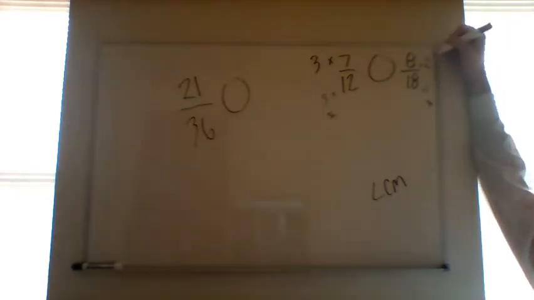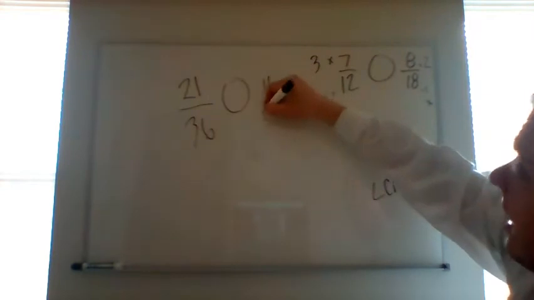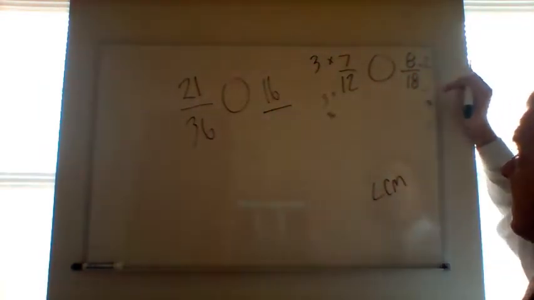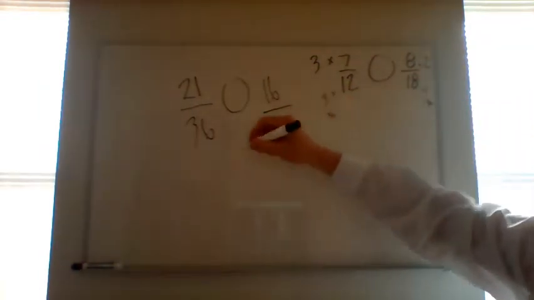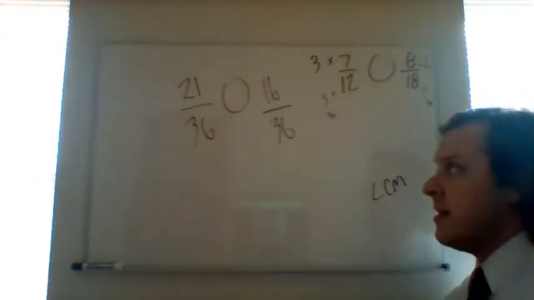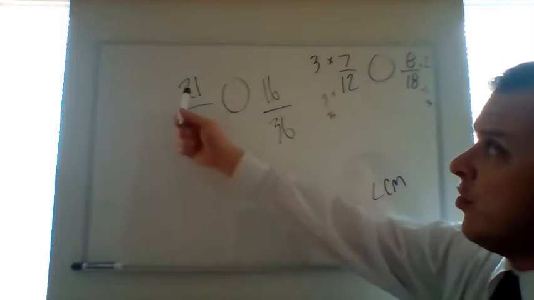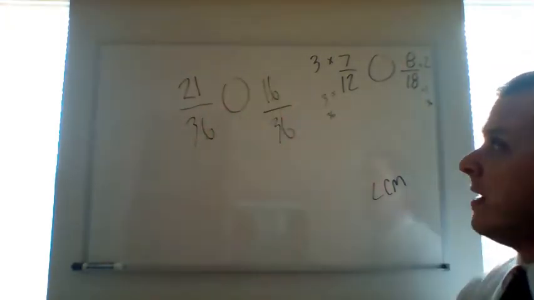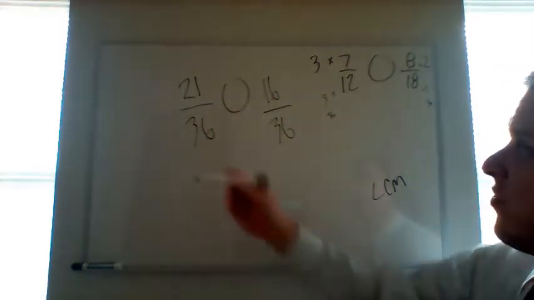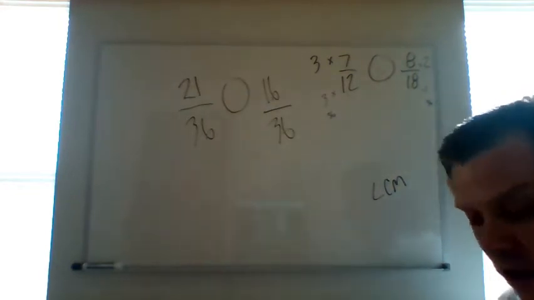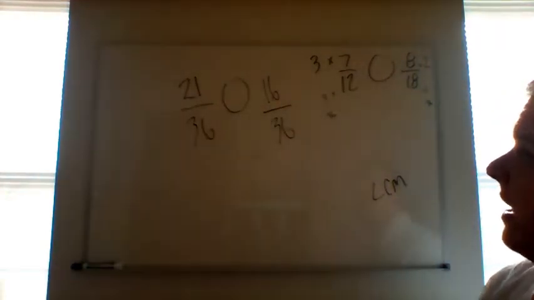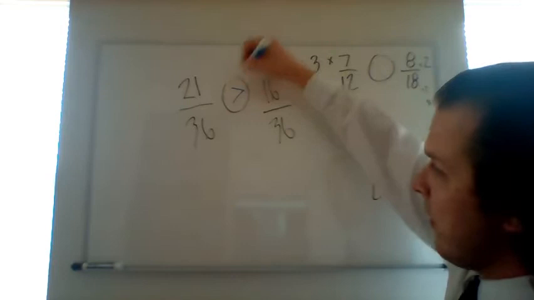8 times 2 is 16. And 18 times 2 is 36. And when we look at these fractions, since the denominators are the same, we need to decide which numerator, which top number, is larger. And obviously 21 is larger than 16. We would make a greater than symbol, right?